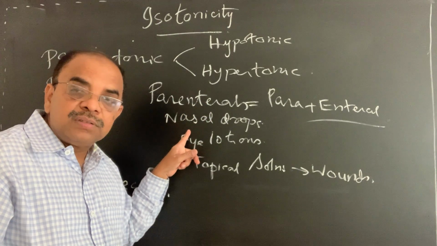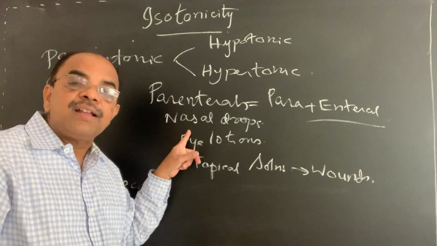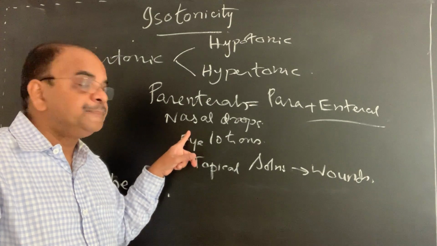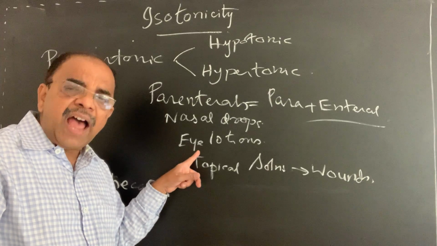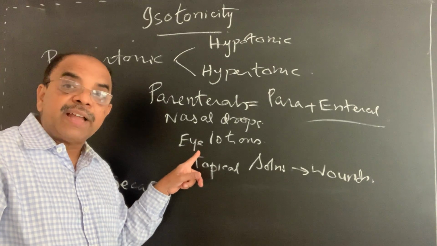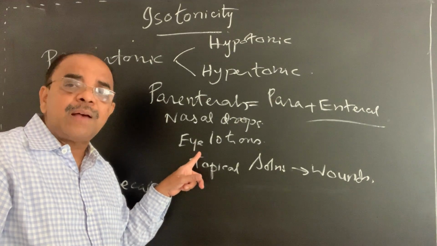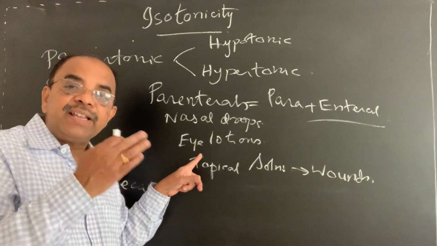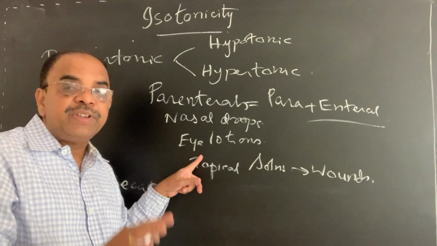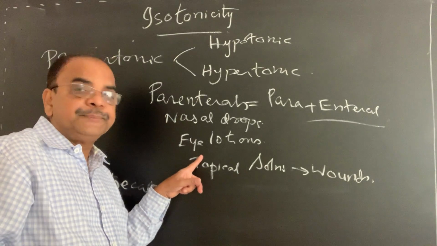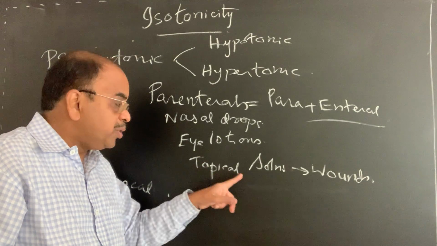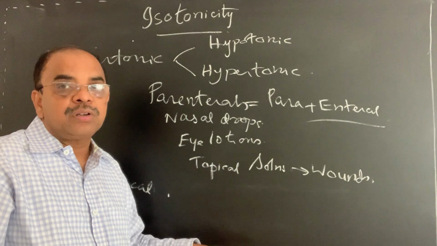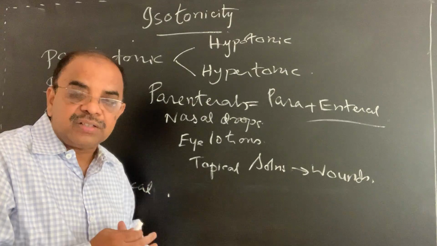And nasal drops: any preparation for administration into the nasal cavity must be isotonic. Eye lotions, eye drops: not compulsory for drops, but compulsory for eye lotion. Because with eye drops we add only one or two drops, but with eye lotion they flood the eye cavity with the lotion. So it must be isoosmotic, that is, isotonic. And topical solutions meant for application to wounds must be isotonic. Otherwise, it causes irritation, right?